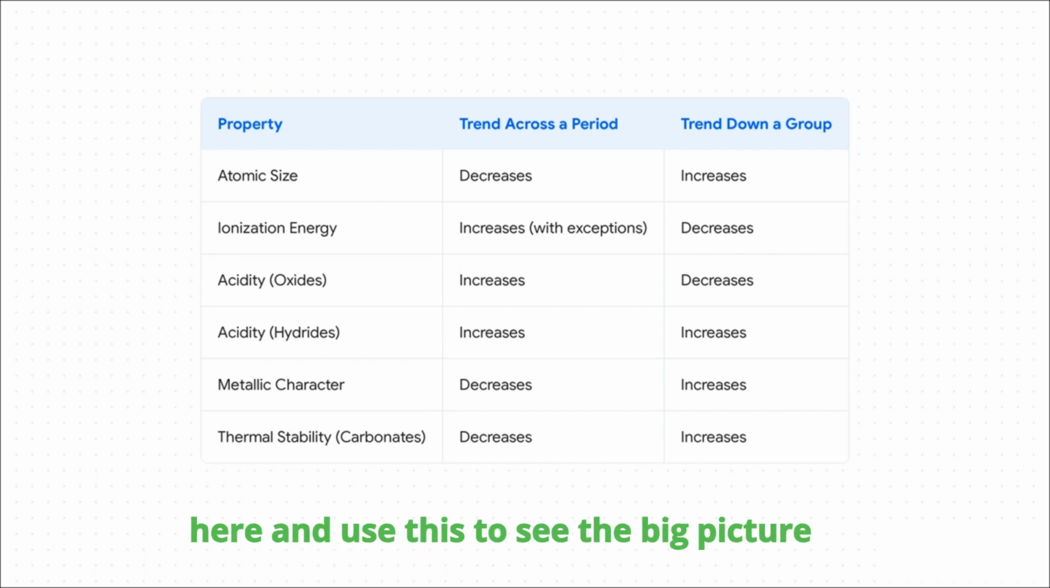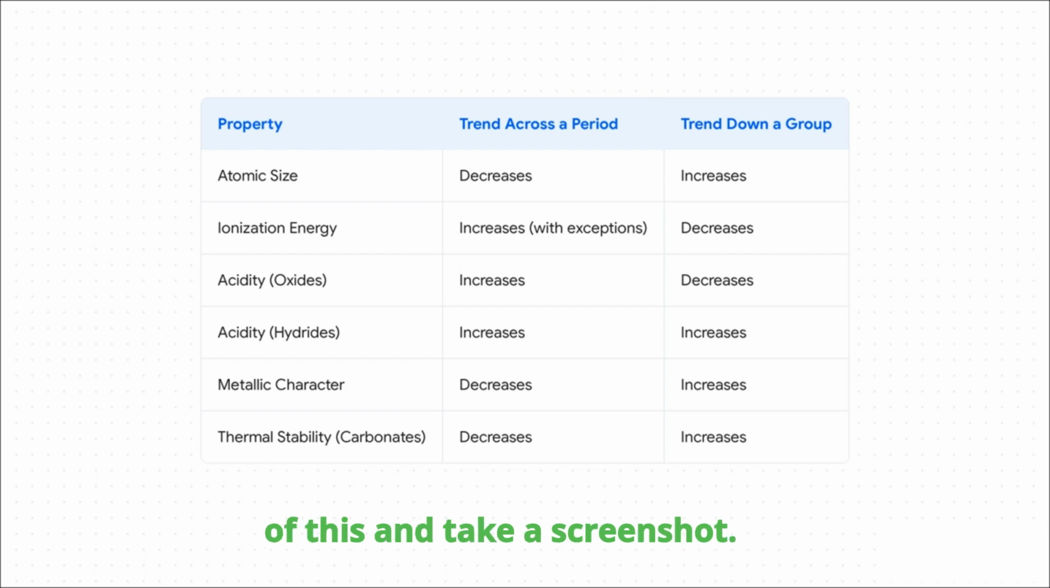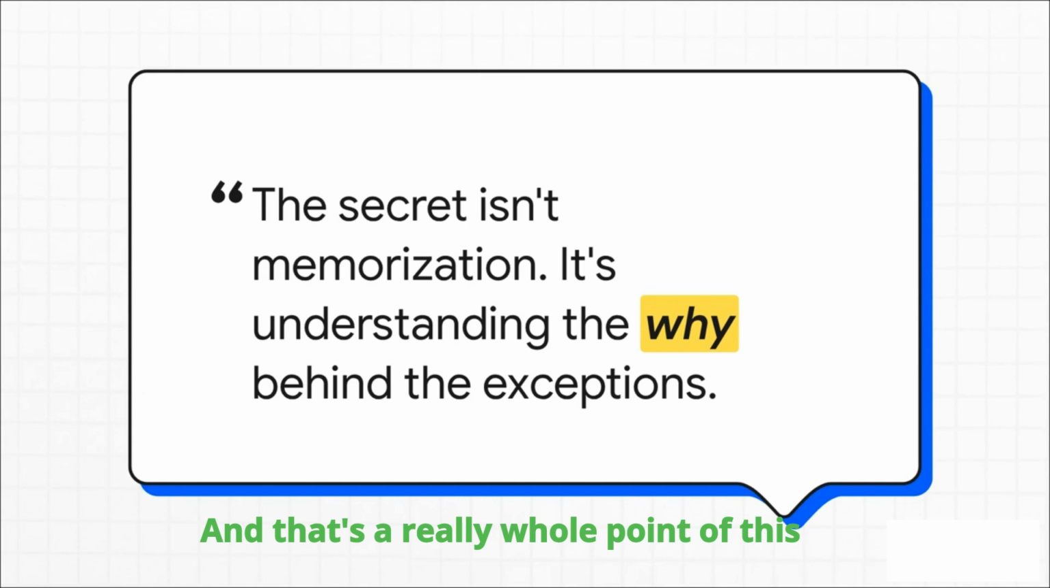Feel free to pause here, use this to see the big picture, and take a screenshot. And that's the whole point of this session. Don't just be a machine memorizing the trends. Understand the logic. When you know why the full orbital makes beryllium so stable and why that long, weak HI bond makes hydroiodic acid so strong, you can't be tricked. You can solve any problem they throw at you.